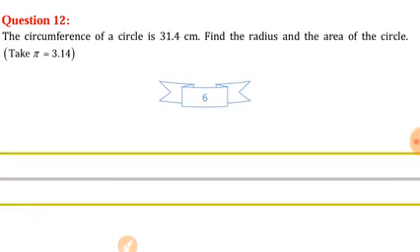So the circumference of a circle is 31.4 centimeter. Find the radius and area of the circle. You can do it.